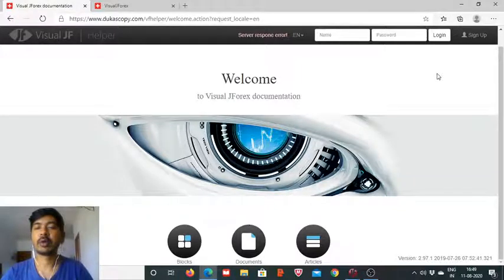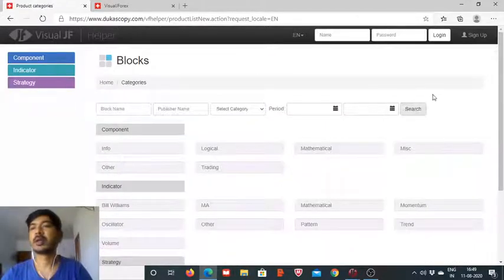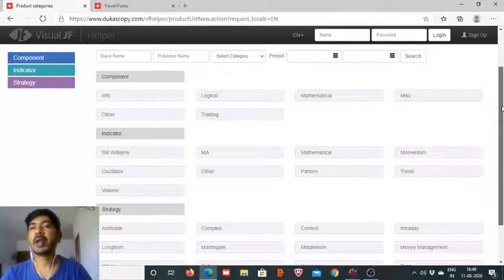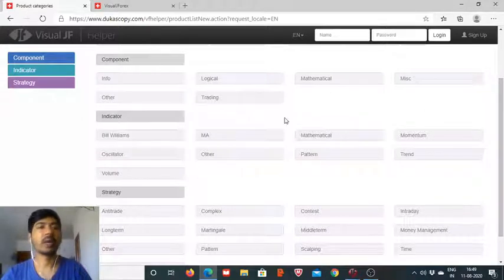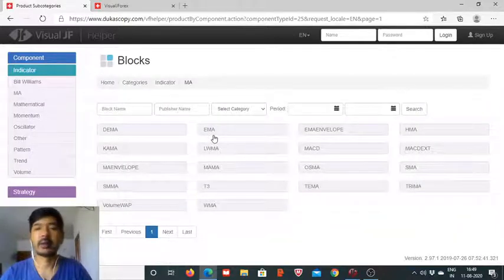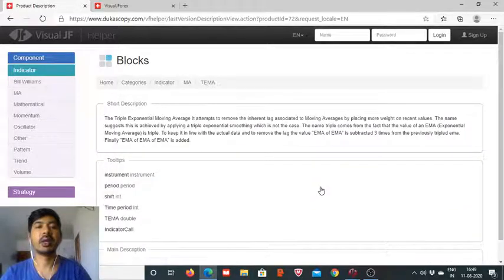In today's session of Visual JForex, we will get familiar with the TEMA, the triple exponential moving average. This is a derivative of the exponential moving average, and this was designed in the mid 90s to reduce the lag which is there in most of the moving averages and try to keep up with the price momentum while doing the job of the MA, that is of determining the trend and helping the traders take the trades with the trend. Let's get started with TEMA.